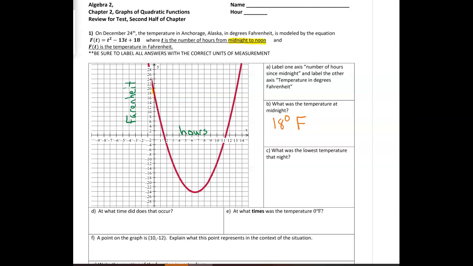Sorry, I'm trying to do a little erasing here. It's not liking it. Okay.